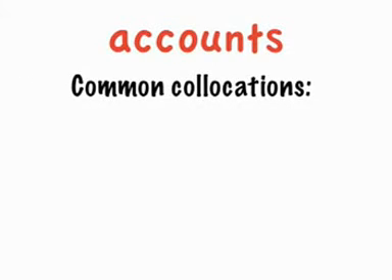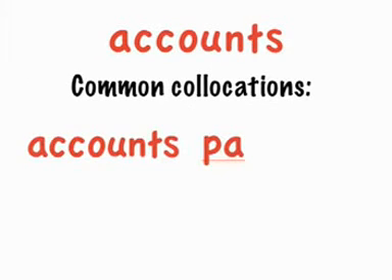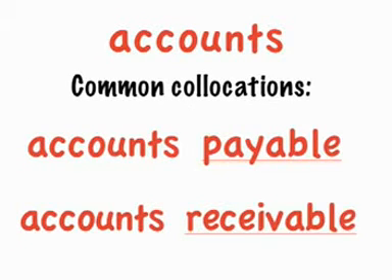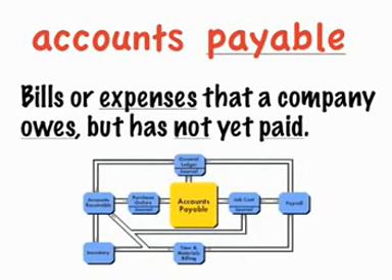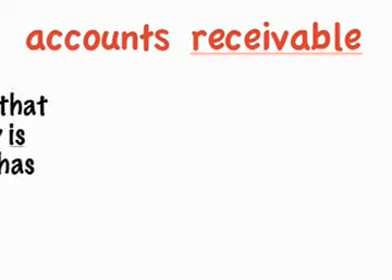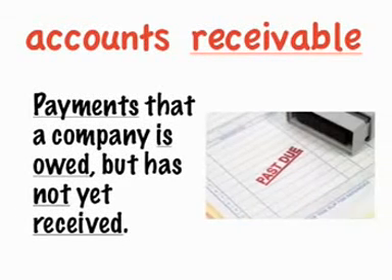Two technical terms in accounting are among the most common collocations for this word: accounts payable and accounts receivable. Accounts payable are bills or expenses that a company owes but has not yet paid. Accounts receivable are payments that a company is owed but has not yet received.